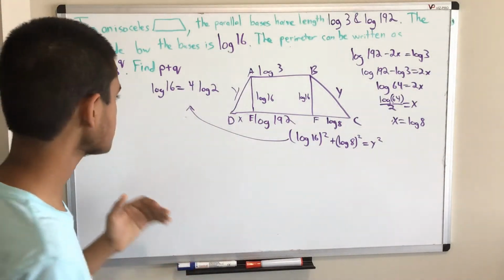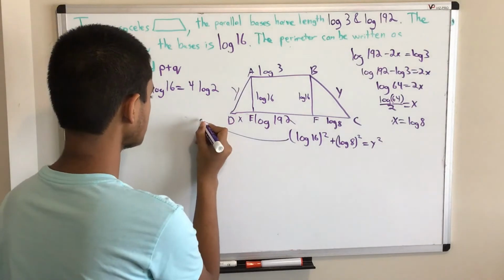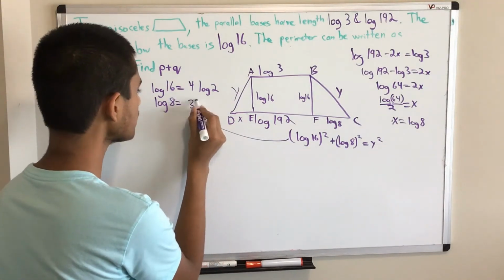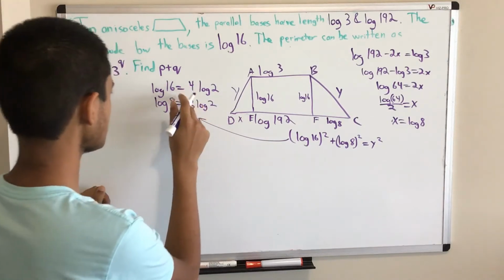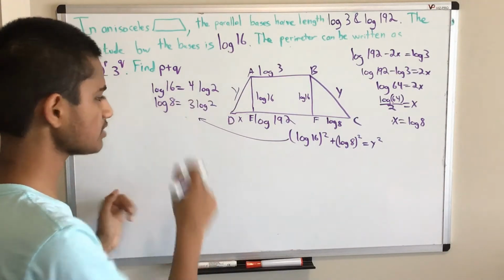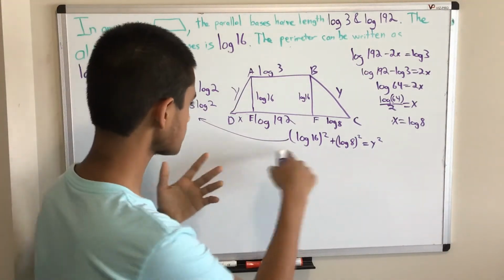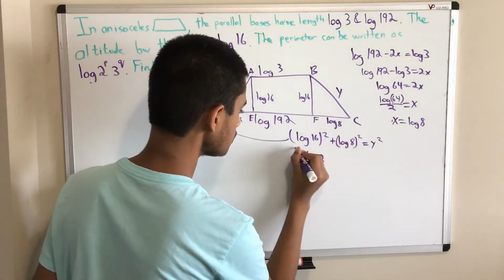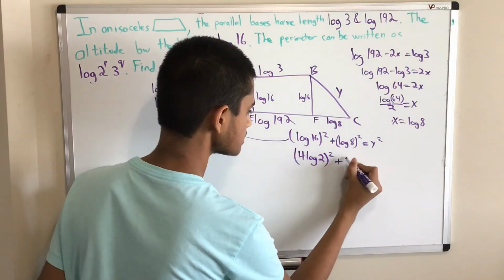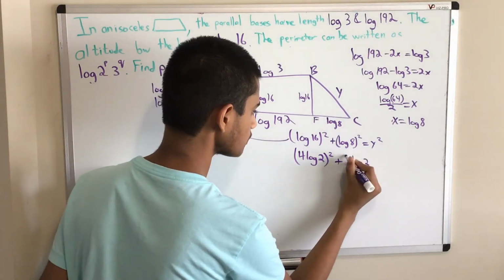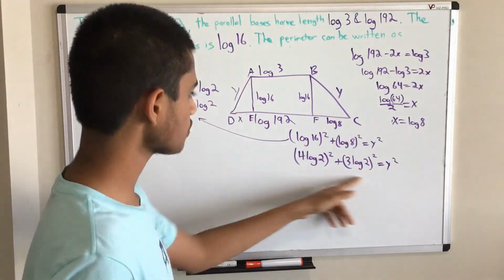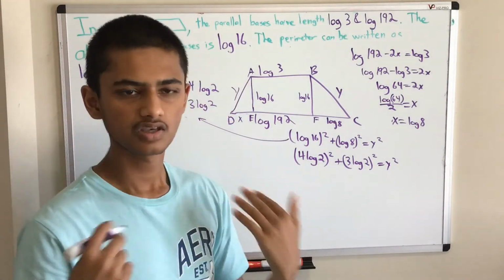And we can apply the same thing for log 8. So this is going to be log 8, which is equal to 3 log 2, which is 2 to the power of 3 and 8, so that confirms out. So now let's just rewrite this over here. This is going to be (4 log 2) squared plus (3 log 2) squared, and that's equal to y squared. And now we can just square both terms and then simplify.